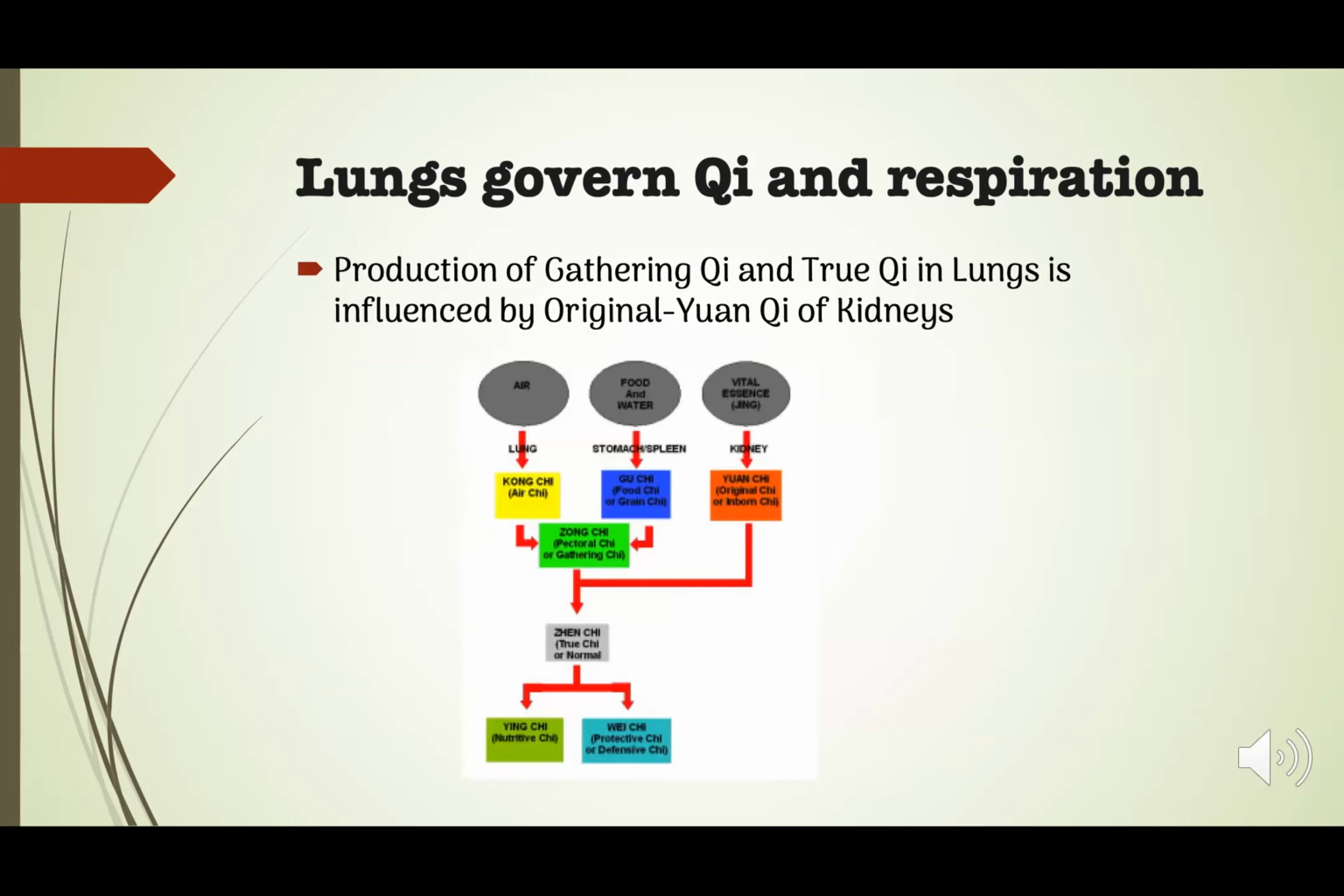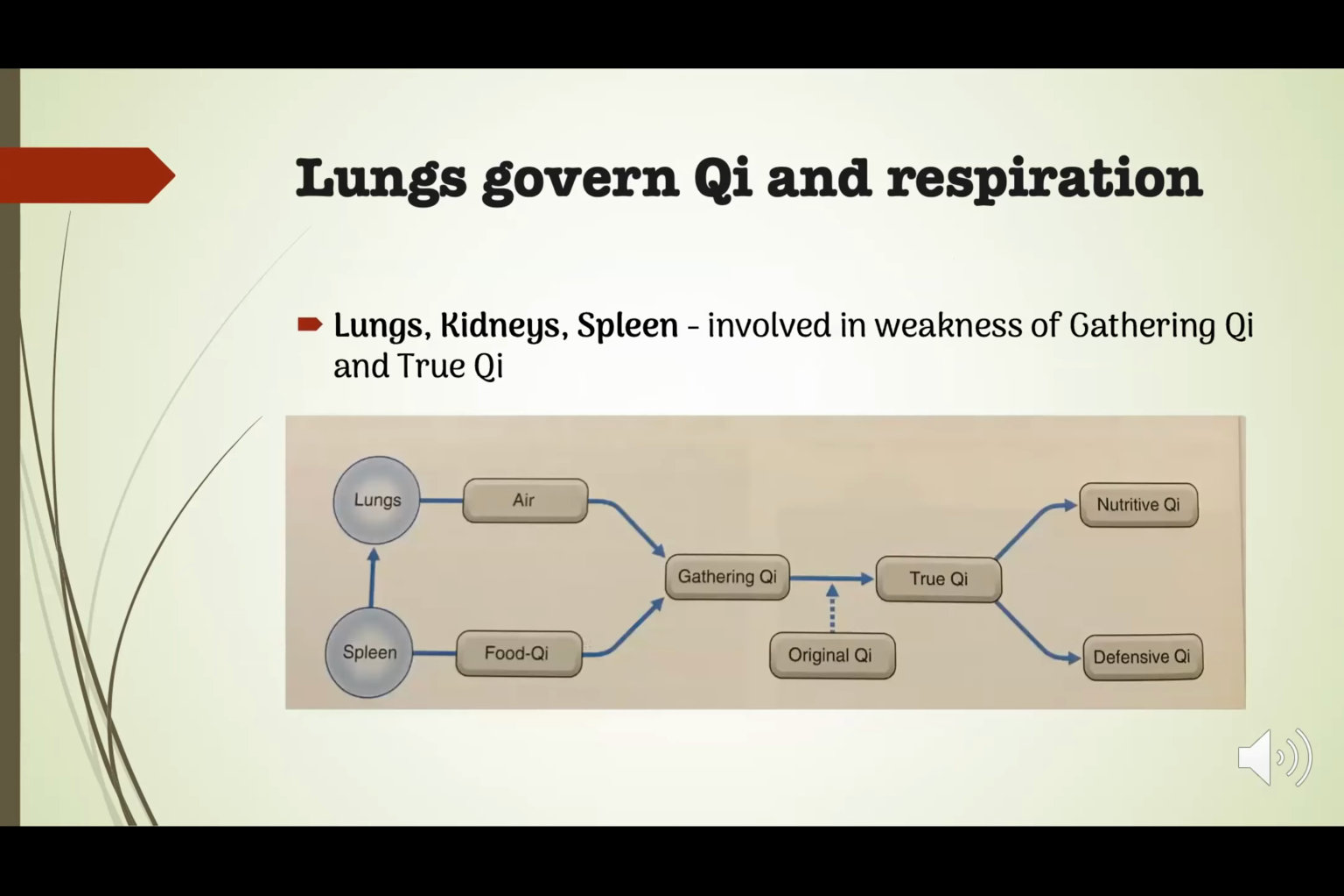Production of gathering qi and true qi in the lungs is influenced by the original qi or the yuan qi from the kidneys. So the lungs, the kidneys, and the spleen are involved in weakness of the gathering qi and true qi.